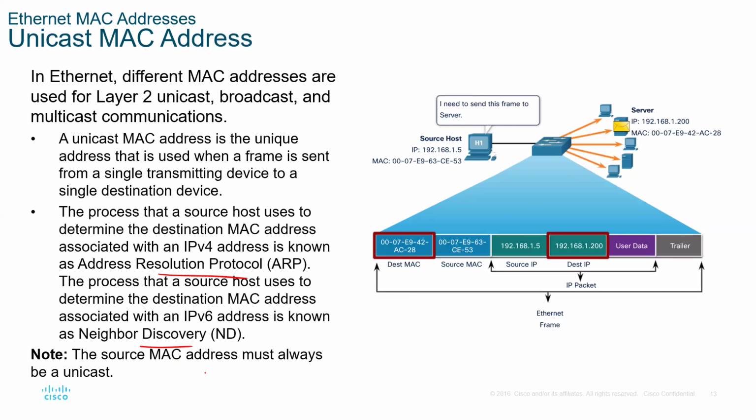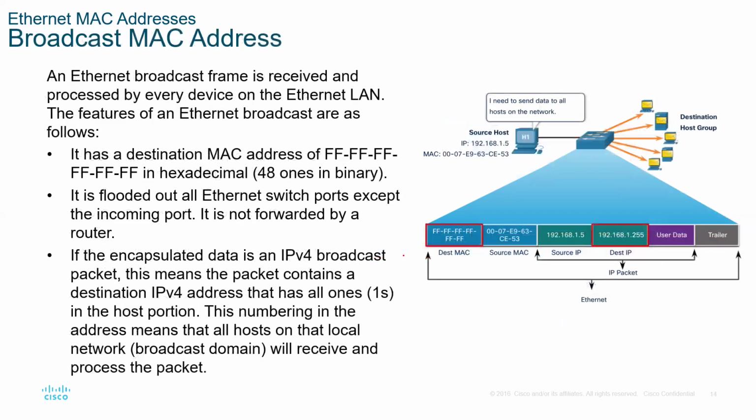The source MAC address must always be unicast. The source is always unicast. You send from one device. It's logical that the source is always unicast. Broadcast, I think I already spoke on this. As you can see, the destination MAC is FF:FF:FF:FF:FF:FF. You will definitely get a question. If I'm sending a broadcast, what will be the MAC address? It's all Fs.